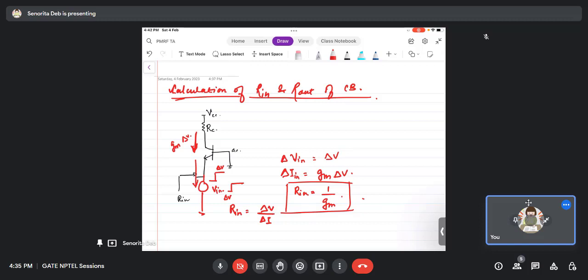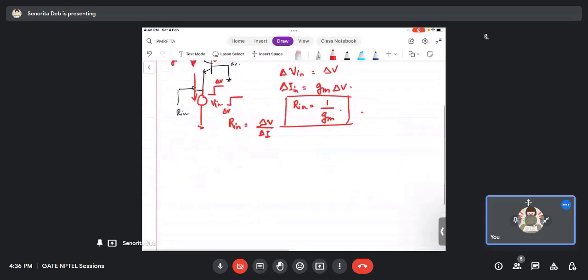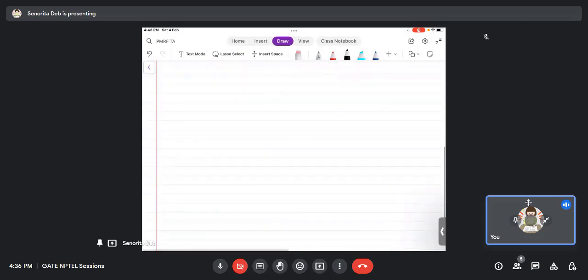So this is the basic Rin of the common base stage. Rin is 1 by Gm. What is R out? R out will be nothing but, looking from here, R0. Looking from here, it is Rc. So R out is basically Rc parallel R0. And now we will see from the small signal analysis how things turn out to be. But before that, we will see the voltage gain. Let us see how the voltage gain can be calculated.